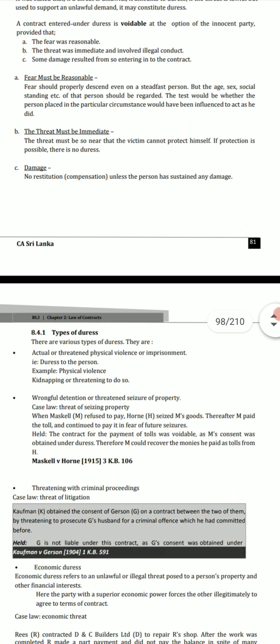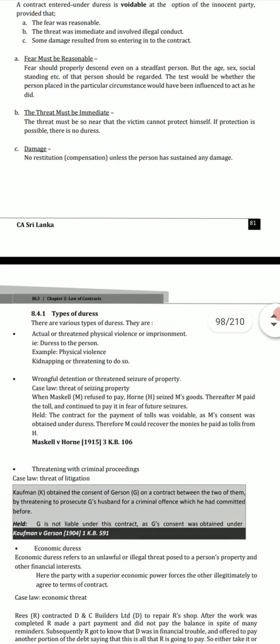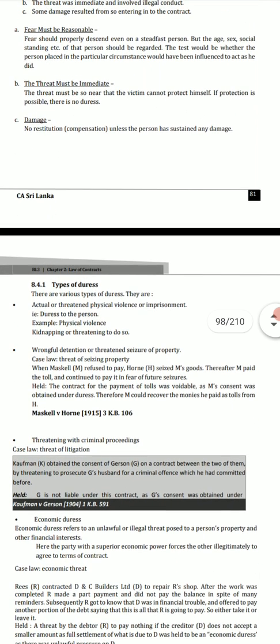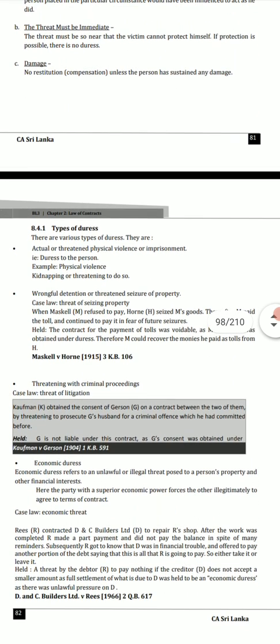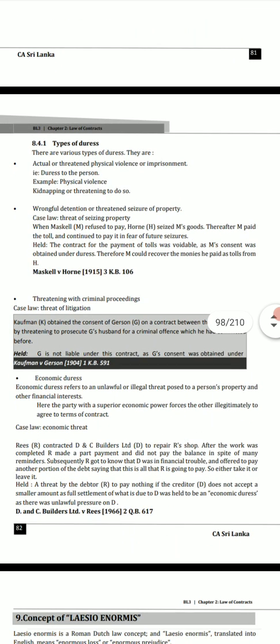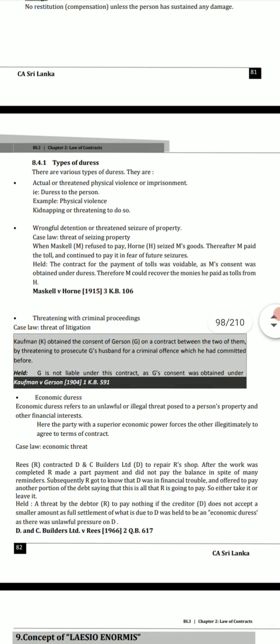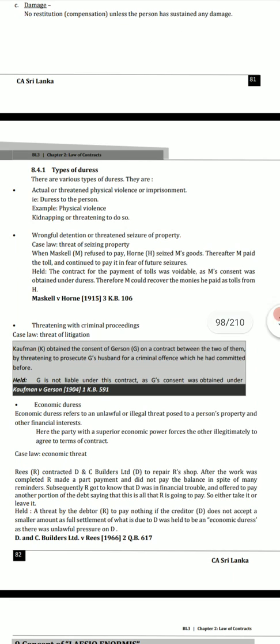So the types of duress are actual: threats of physical violence, imprisonment or wrongful detention, and threatened seizure of properties. These things can be proved since there are case laws as well. Also threats of criminal proceedings and threats of litigation. So there is a case.